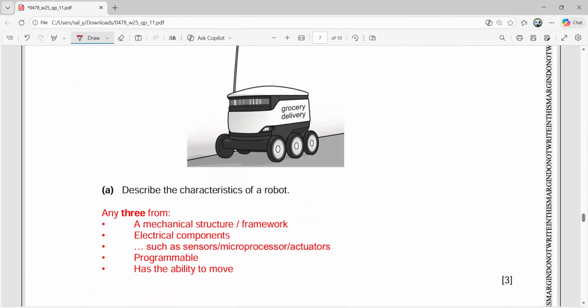And what are the points? A mechanical structure or a framework. It has electrical components such as sensors, microprocessors or actuators. It's programmable, has the ability to move. So if you have mentioned any of these 3 points properly, then 3 marks are yours.